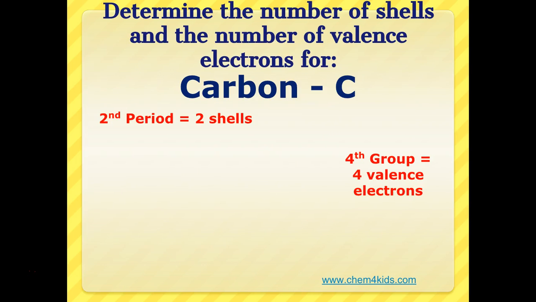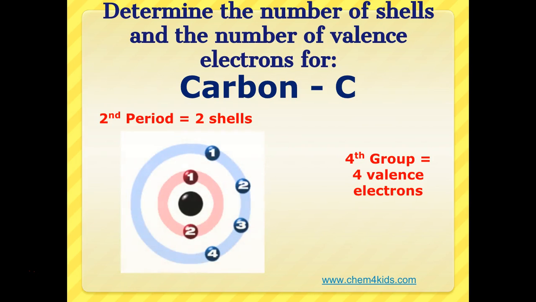So if we look at a periodic table and we need to know the number of shells and number of valence electrons for carbon, carbon's in the second period, so it has 2 shells, meaning it's in the second row, and it's in the fourth group, so it has 4 valence electrons. So it would look like this.